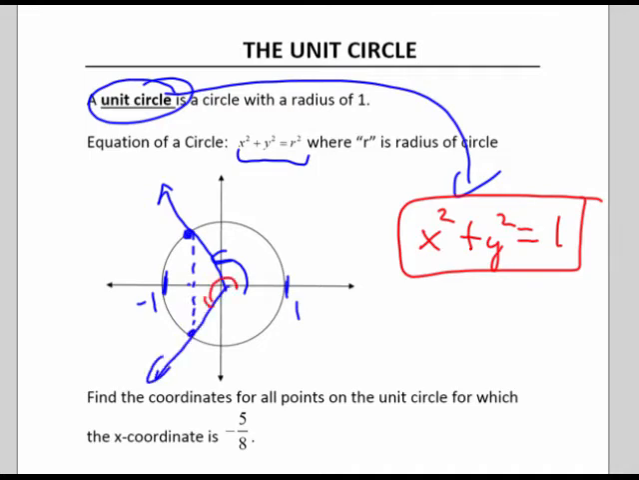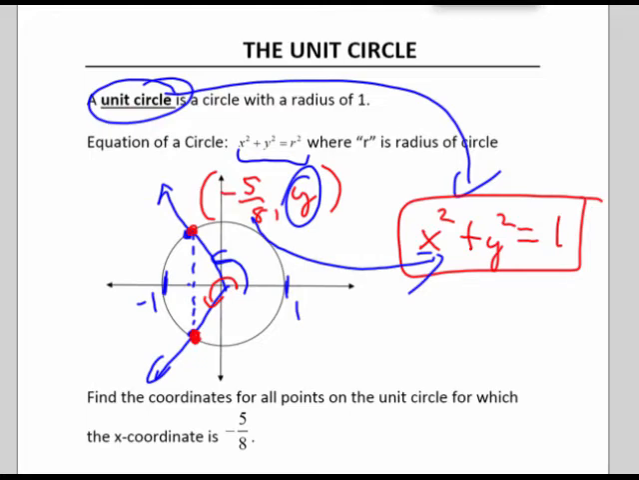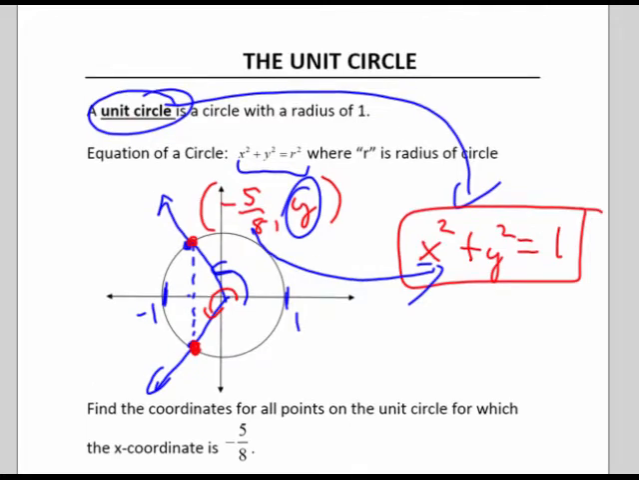So there are two different angles I'm talking about. The x coordinate is negative 5/8. The y coordinate is unknown. And similarly here. Now I'm not being asked to calculate what the angle actually is, although I'm sure you could probably do that since we've talked about that in the past. Right now we just want to figure out what the y coordinate is, what the y value is. Well, since we know the equation of a circle, we can just plug in our value of negative 5/8 for x and solve for y.